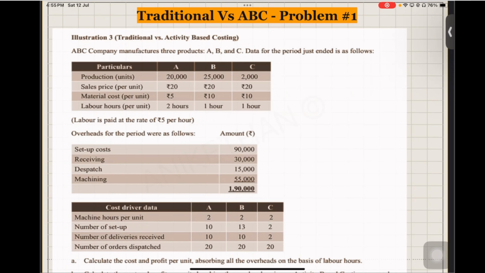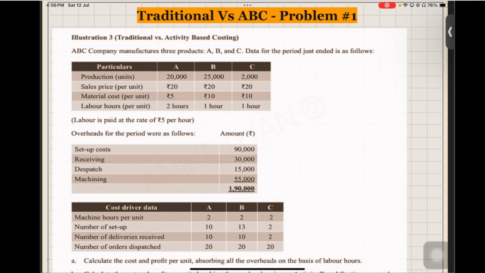Labor is paid at the rate of 5 per hour. Overhead for the period were as follows. If you see overhead here, in your traditional you would have got one number like 1,90,000. Since this is a ABC, your overheads are now segregated as activity pools. These are your activity cost pools: setup cost, receiving cost, dispatch cost and machining cost. These activity pools costs are determined by how many times they are done, how many resources they consume.